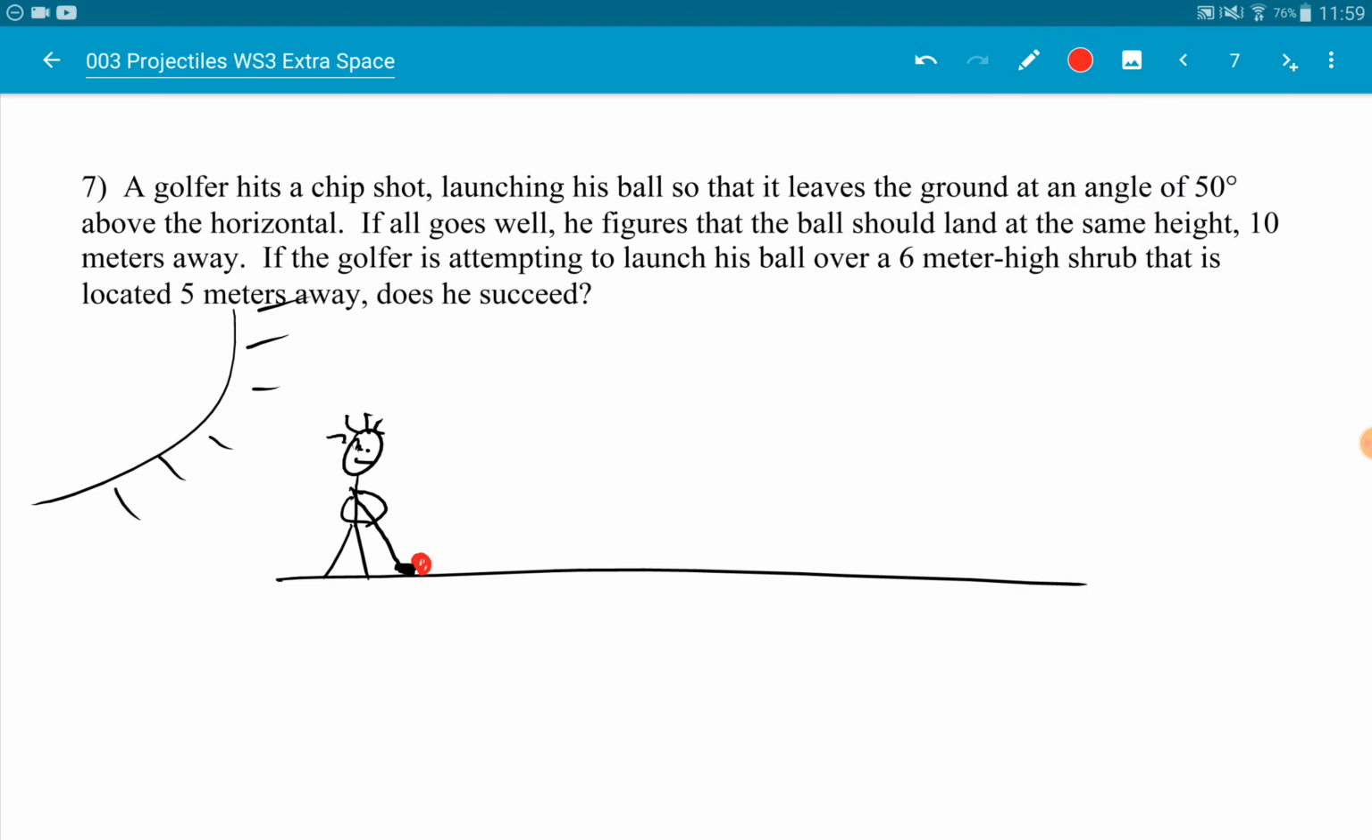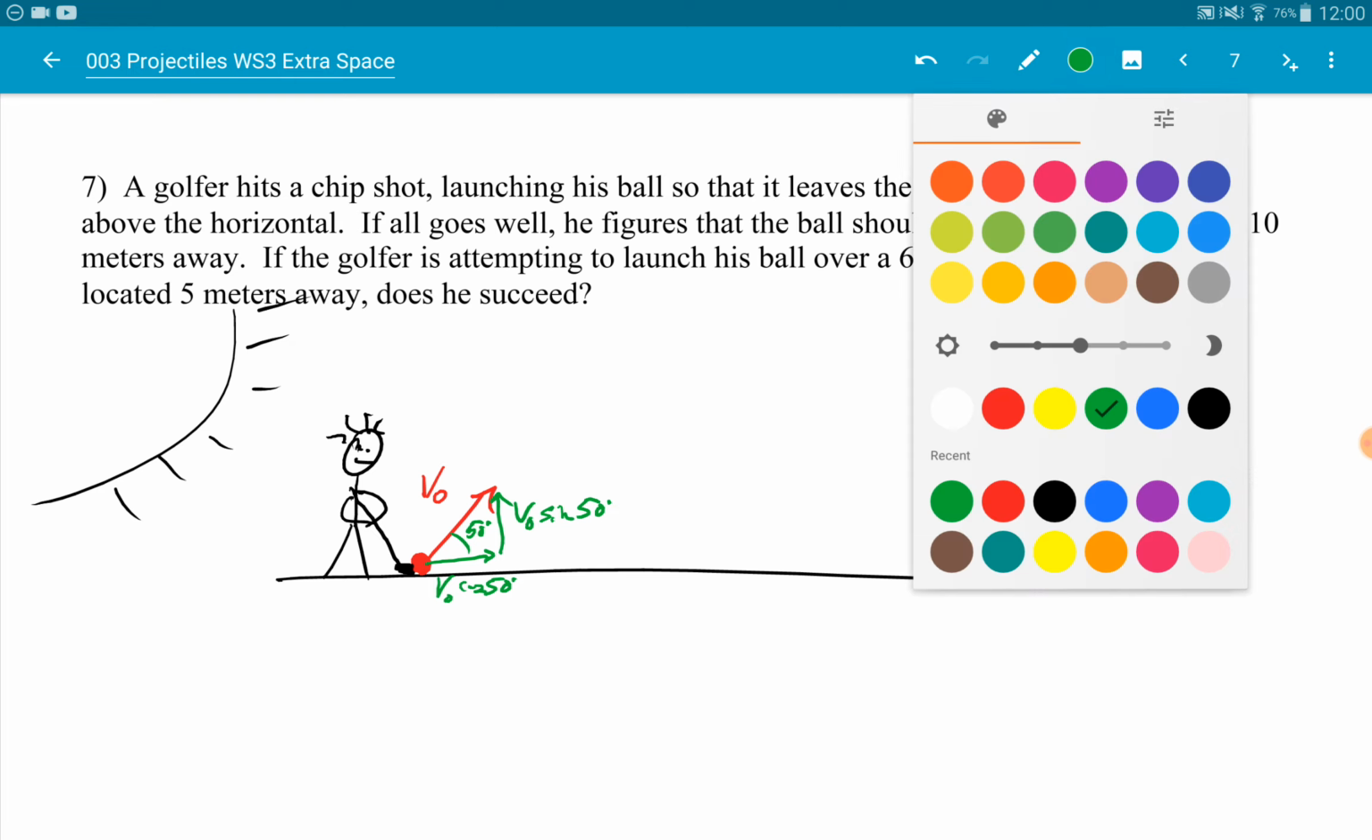Ball's down on the ground there, goes up at some velocity. Do we know the velocity? No. Goes up at some velocity, and I'm going to go ahead and put in the component vectors there because those are probably going to come in handy. Got some angle there, 50 degrees. We know that this one over here is V naught cosine of 50 degrees. This one's V naught sine 50 degrees.